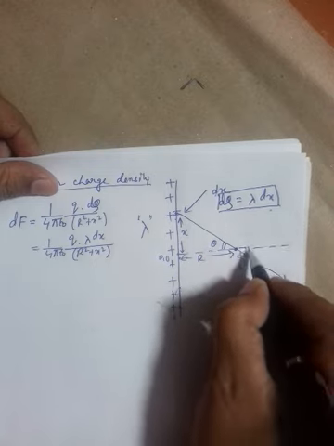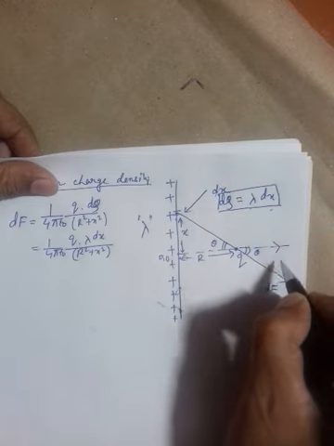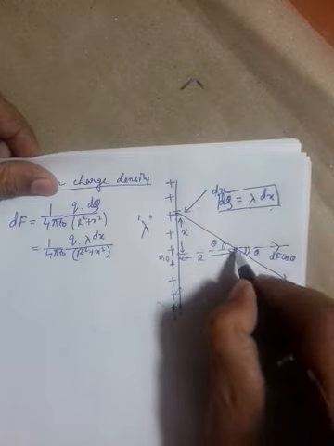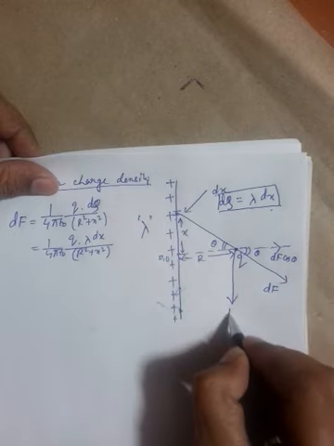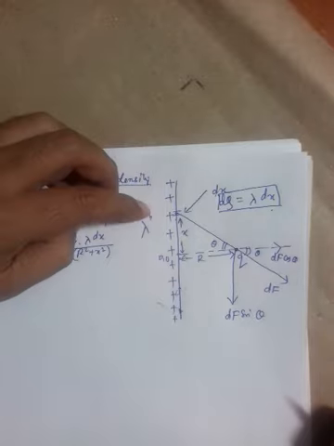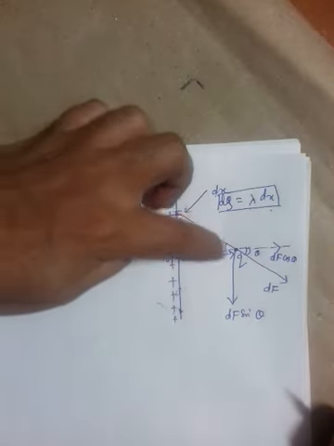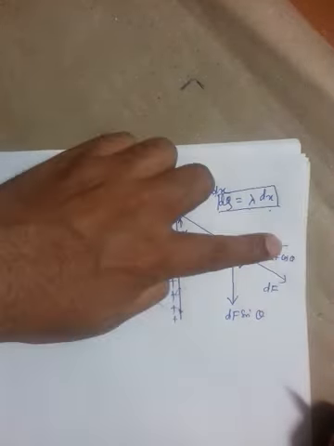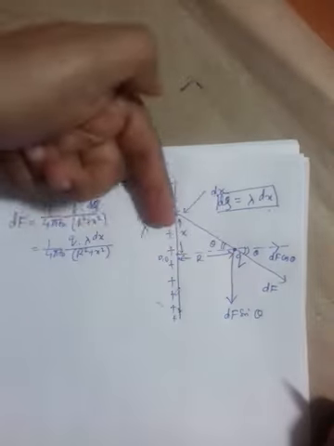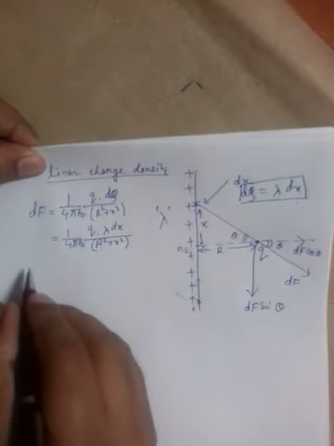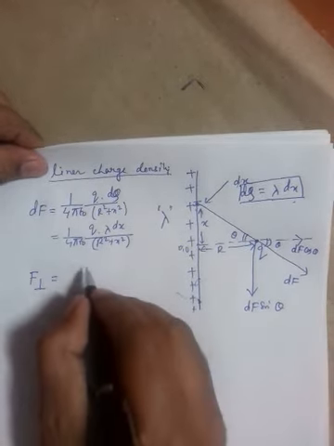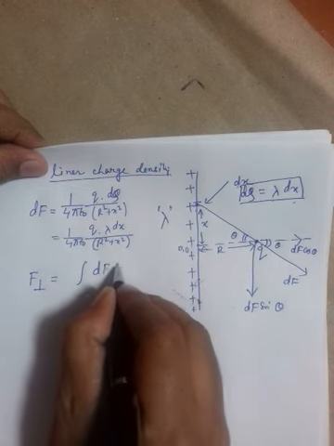So this angle is theta. A part in this side is df cos theta, and a part in this side is df sin theta. So the force df is broken into two parts: one df cos theta, perpendicular to the rod, and one df sin theta, parallel to the rod. So two forces are present. I am writing the force in the perpendicular direction first, meaning this one: it is the integration of df cos theta.